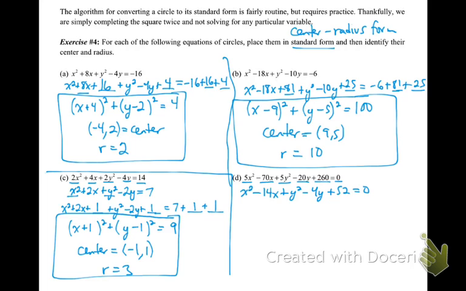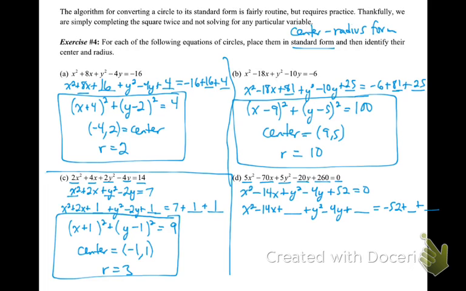Now let's group our x's together and our y terms together. X squared minus 14x, add a blank. Y squared minus 4y, add a blank. Aha, here now we have to make sure we add that 52 to the other side. So in this case we're subtracting it from both sides. So minus 52 plus blank plus blank. I'm going off the page.